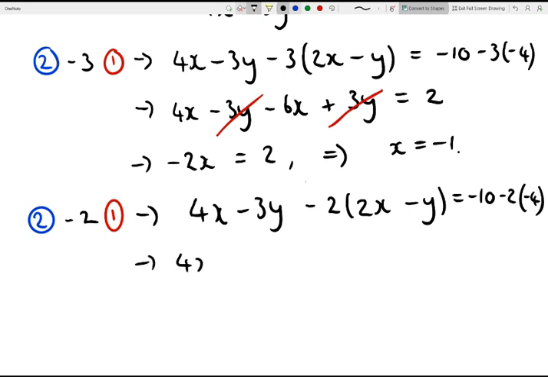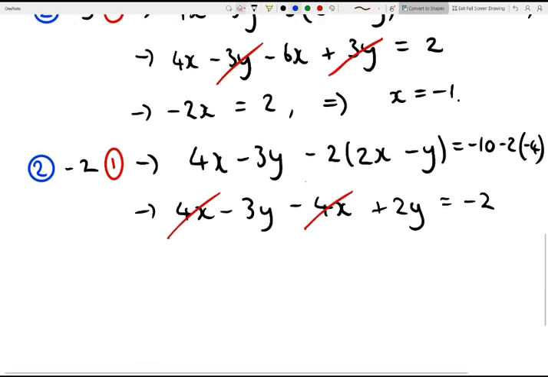Multiplying this out, we've got 4x minus 3y still, minus 4x, which is looking promising, plus 2y is equal to minus 2. So this time the x's will disappear, and we're left with minus y equals minus 2, which implies that y equals 2. And this is consistent with the substitution method, so we know we've got it right.